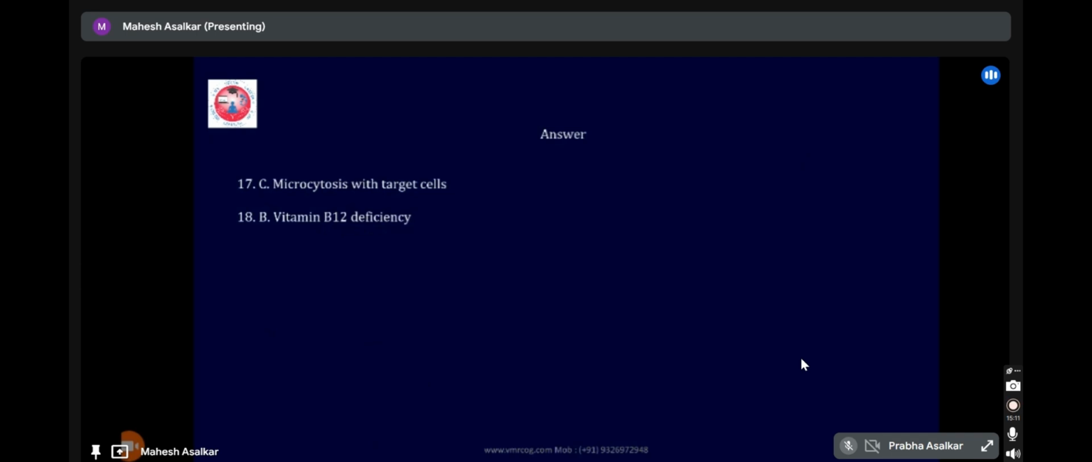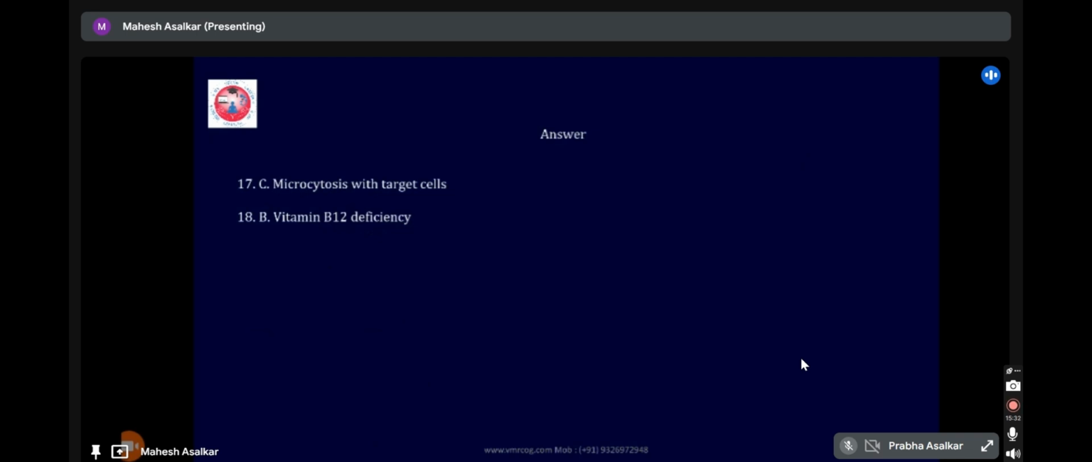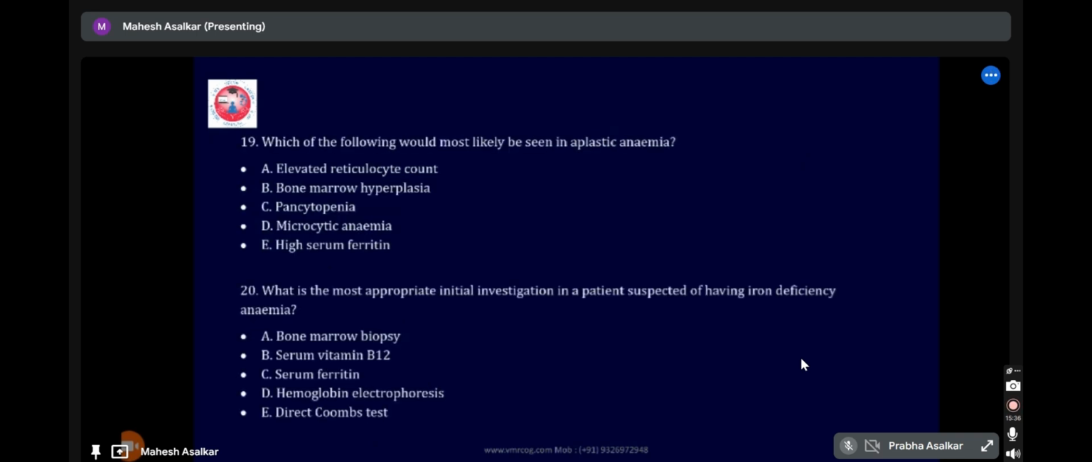So for question number 17, it is microcytosis with target cells, also seen in thalassemia trait. Option C is the correct answer. And question number 18, you have elevated homocysteine and methylmalonic acid levels, which are increased with vitamin B12 deficiency. Okay. Next, Dr. Sansi.